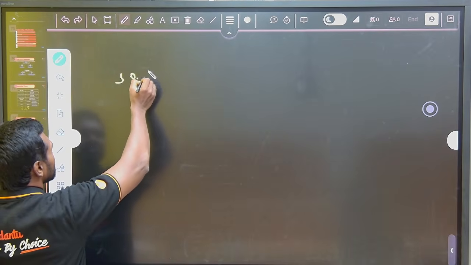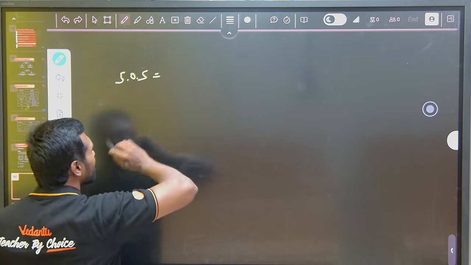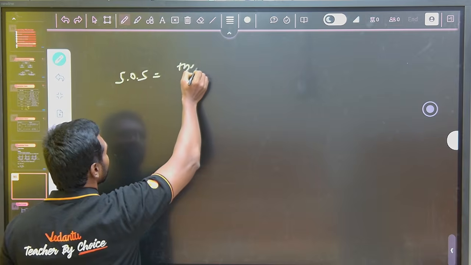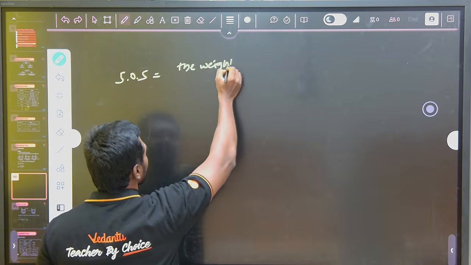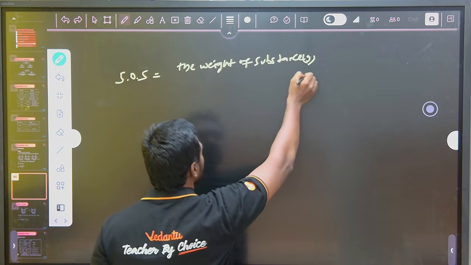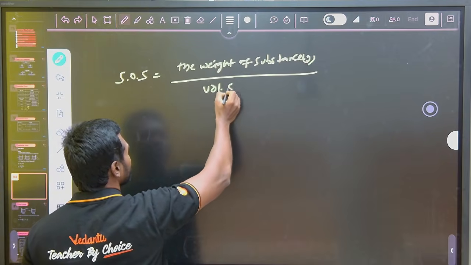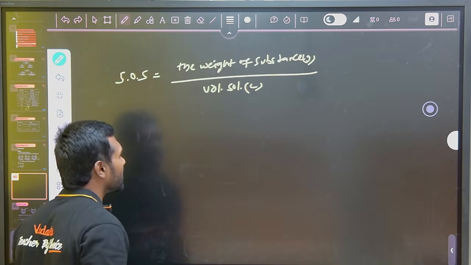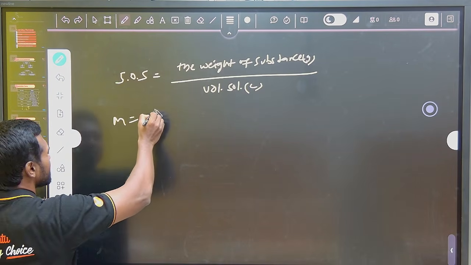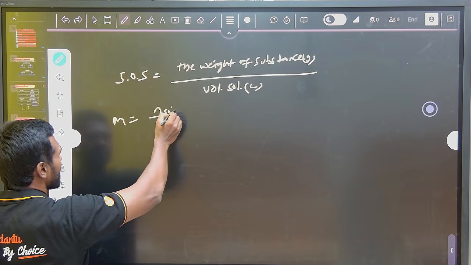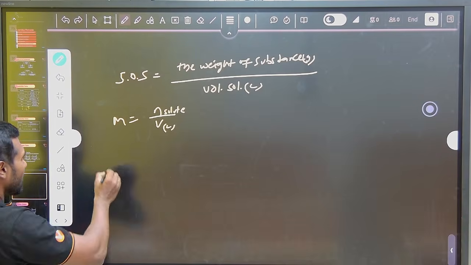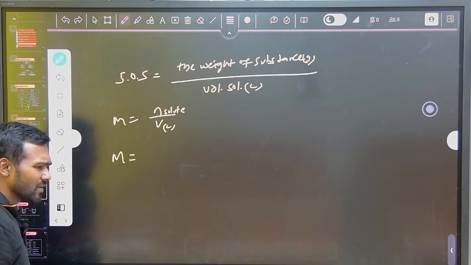Strength of solution is equal to the weight of the compound in grams, the weight of substance in grams, by volume of solution in liter, that is strength of solution. And molarity we get as number of moles of solute by volume in liter, right? And here I am writing direct formulas only.